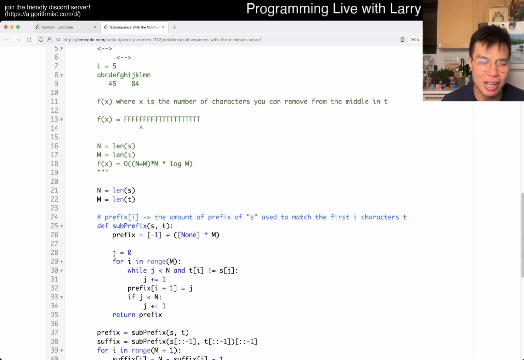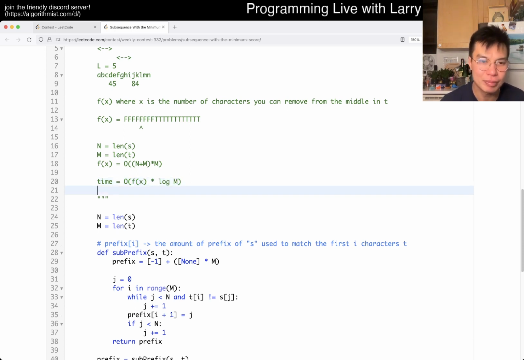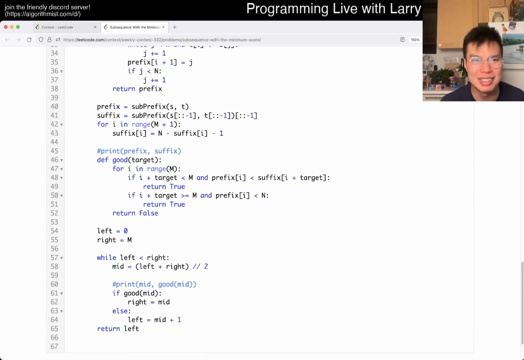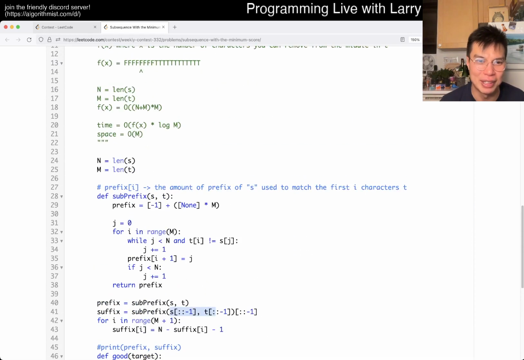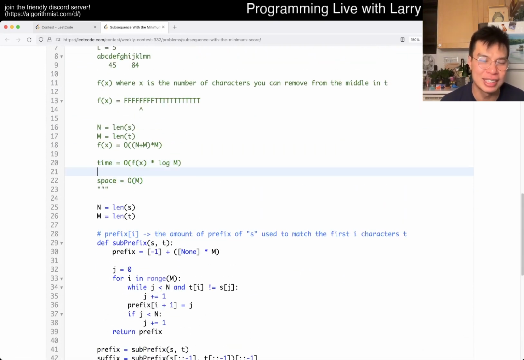We already went over, I lied, we did not go over complexity. If f of x is equal to, this is wrong, whoops, this is f of x, then the total time is equal to O of f of x times log m, and space is equal to O of, I think just O of m. You could say that I did some weirdness here, but I'm going to say it's O of m. And in this case, if f of x is equal to O of n, then this is n log m.